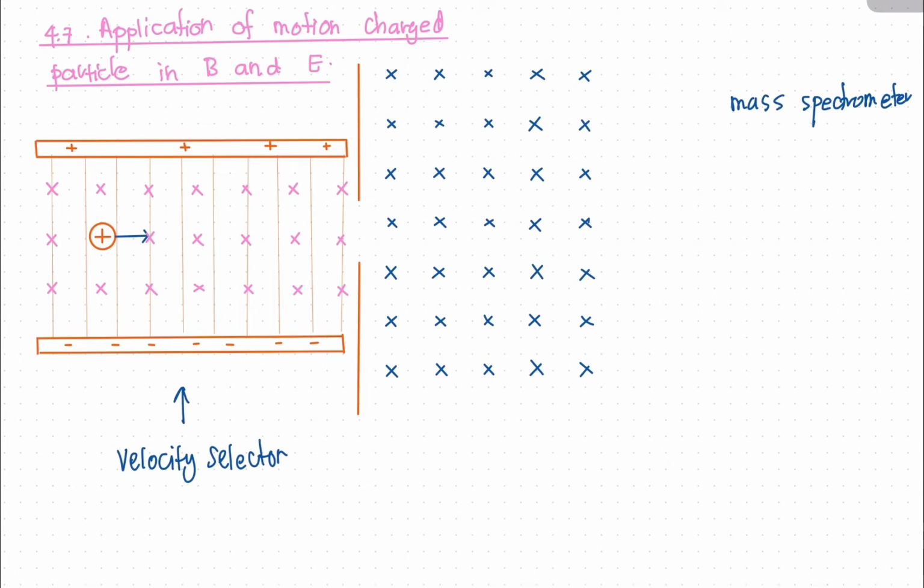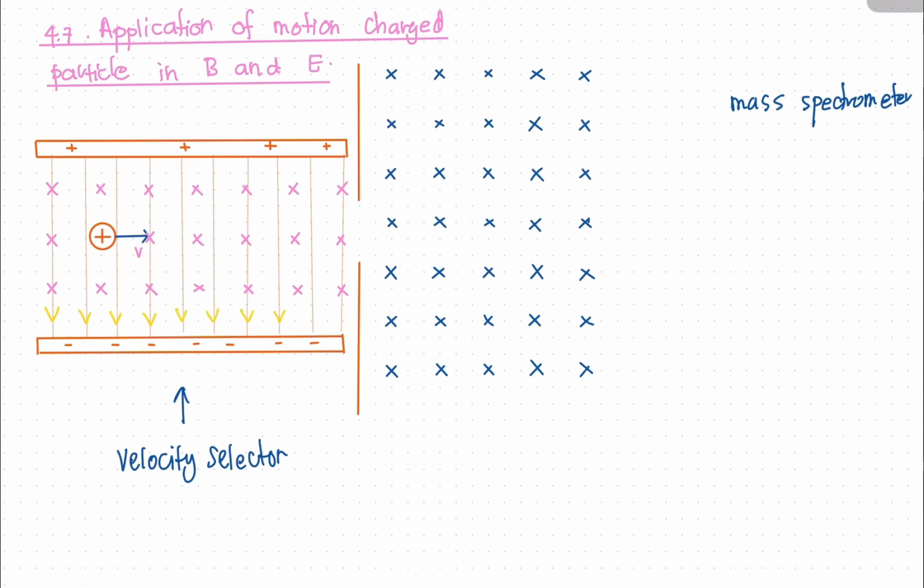Alright, so there are two parts here. The first part is the velocity selector. The other part is the mass spectrometer itself. In the velocity selector, we have a positive charge. We don't know what the charge is. The velocity is to the right. We have a positive plate and a negative plate, so there are differences in electric potential. So there is an electric field in between these two plates. What is the direction of the electric field between the two plates? It is downwards, because positive moves to negative, right?